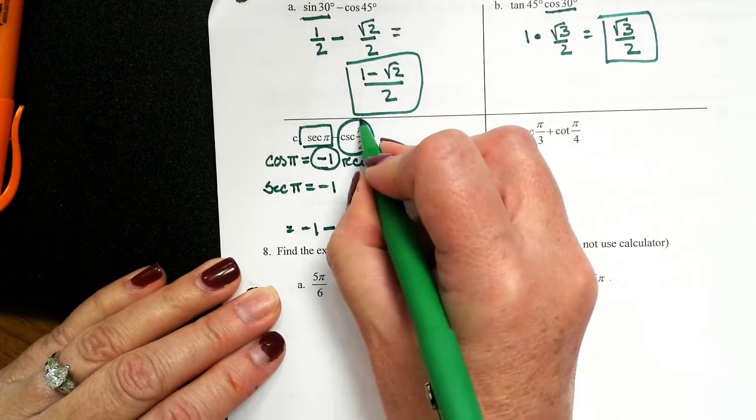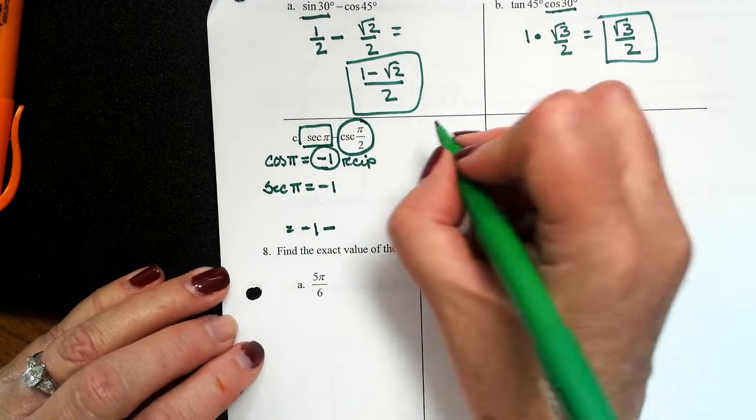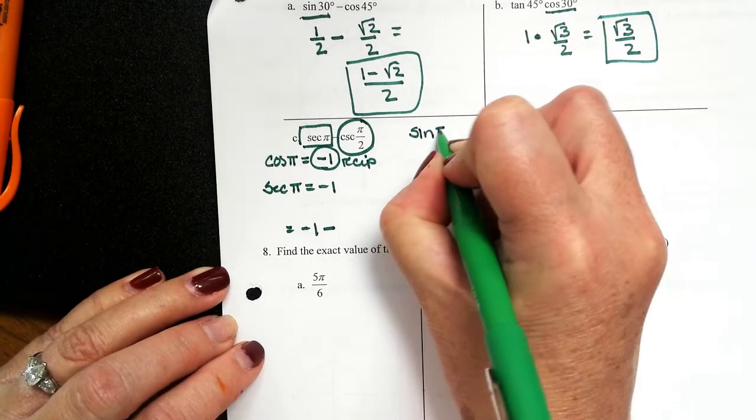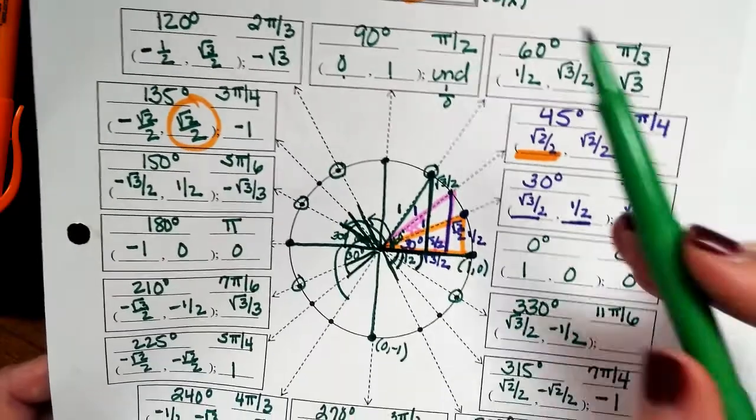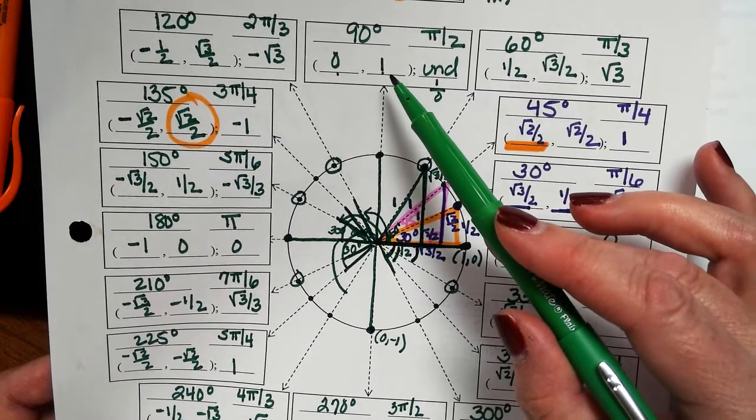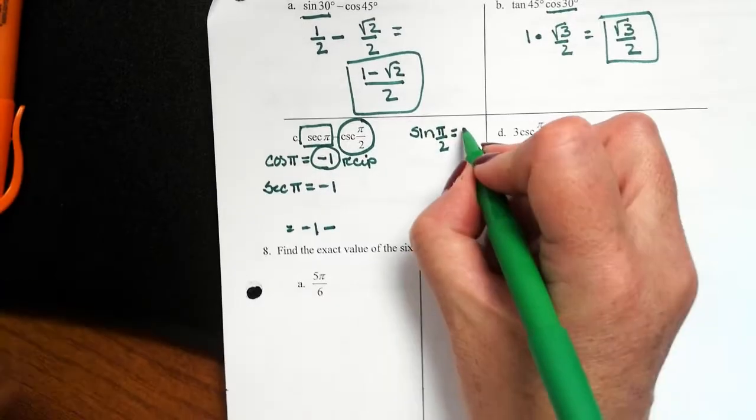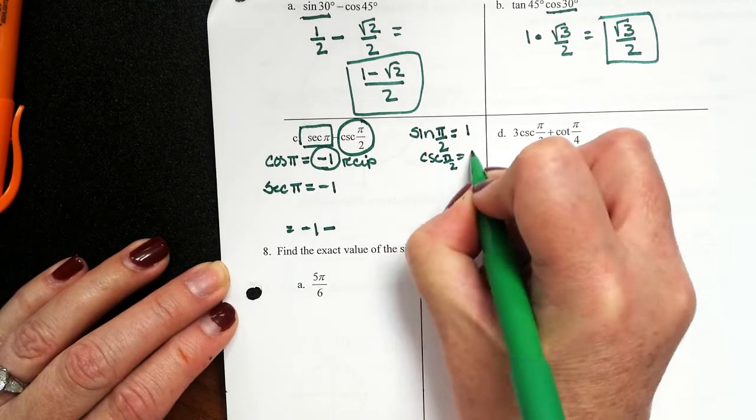Now we want to find the cosecant of pi over 2. Remember, cosecant is the reciprocal of the sine. So I want to find the sine of pi over 2. So on your unit circle, here's pi over 2. Sine is your y-coordinate, which is 1. So the sine of pi over 2 is 1. Well, the cosecant of pi over 2, the reciprocal of 1, is just 1.